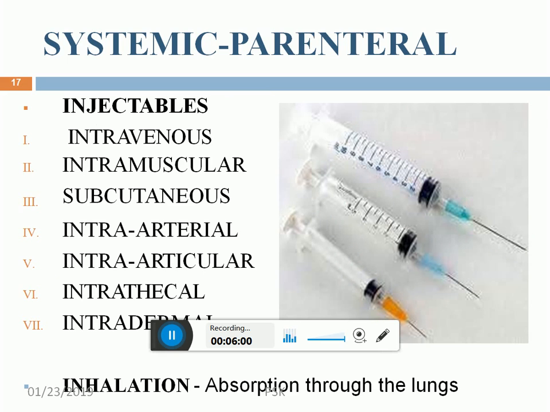What are the things under the systematic route? Injectables: intravenous, intramuscular, subcutaneous, intraarticular, and intradermal. And then inhalation. This is one of the ways you can give the sample to the patient. Inhalation means absorption of the drug through the lungs.